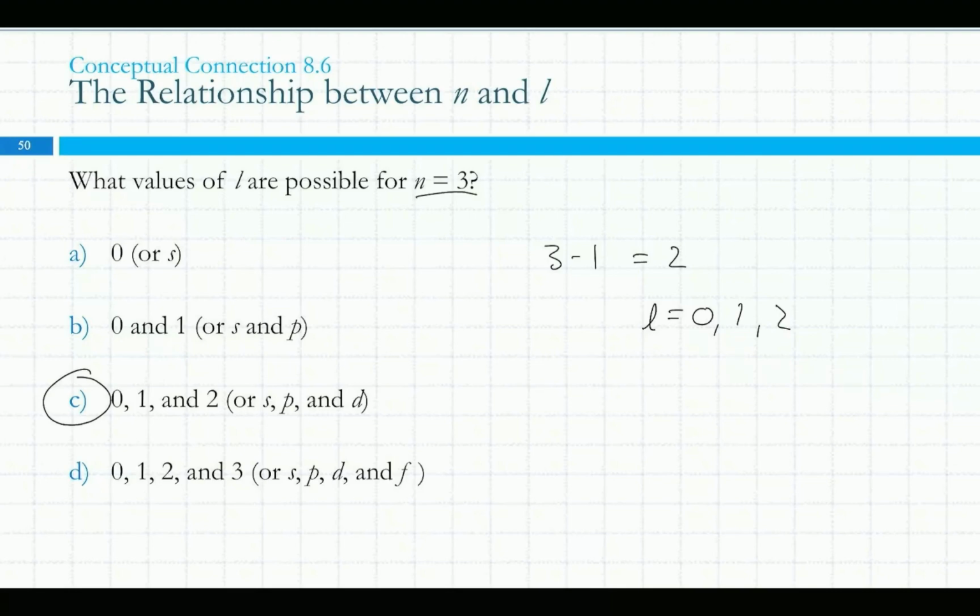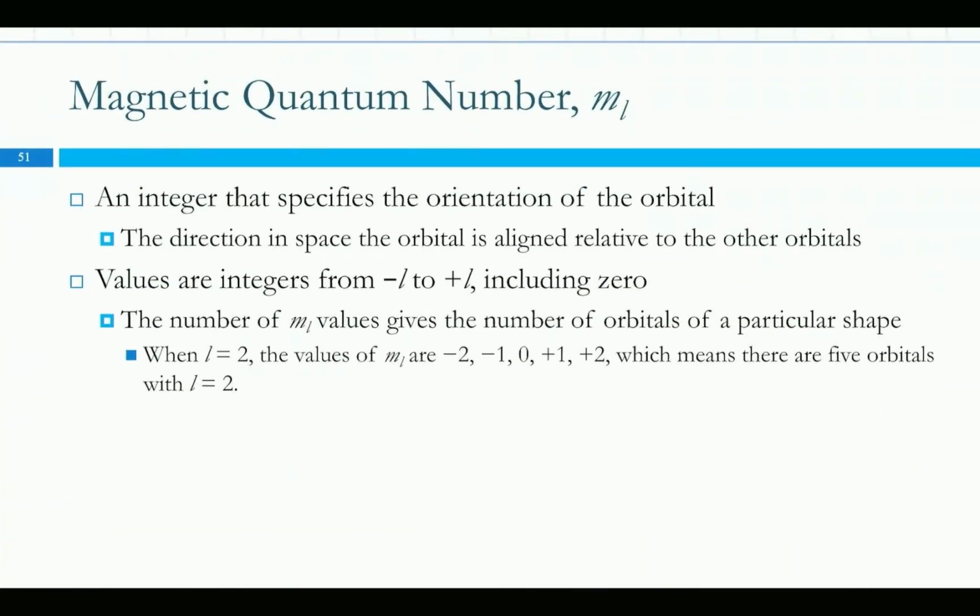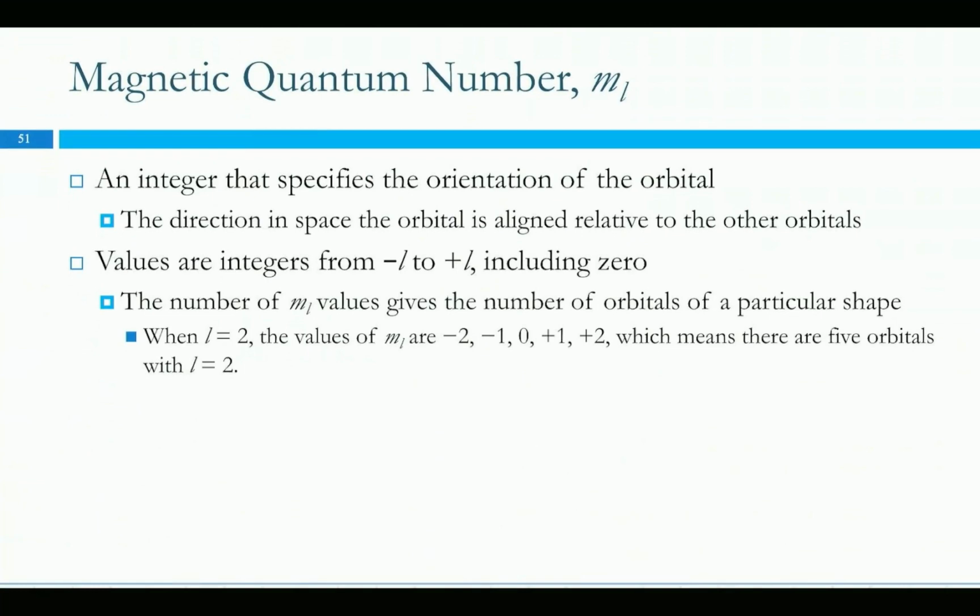N? Correct. Cannot be a negative number, positive integers only. N has to be positive, L has to be positive. The magnetic quantum number, like I said, is the orientation of the orbital.